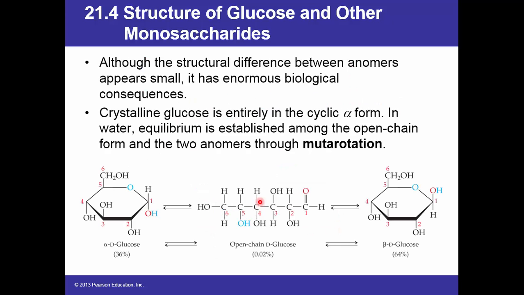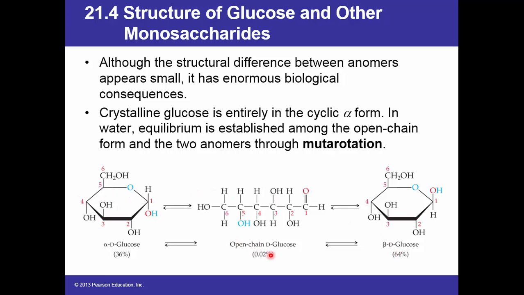Although the structural difference between anomers appears small, it has enormous biological consequences. Crystalline glucose is entirely in the cyclic alpha form. In water, equilibrium is established among the open chain form and the two anomers through mutarotation. So alpha-D-glucose and beta-D-glucose exist in solution in this relationship: 36% alpha and 64% beta.